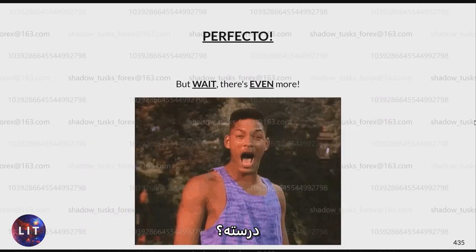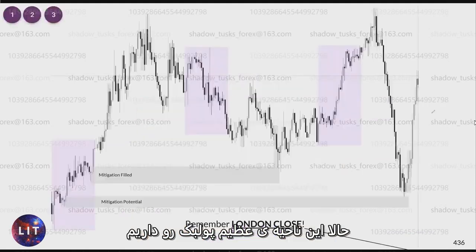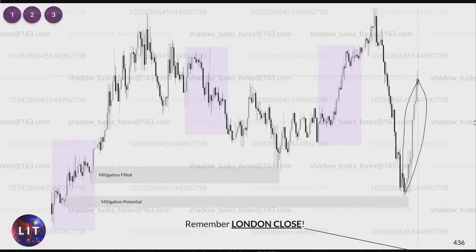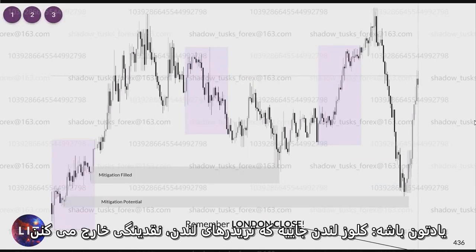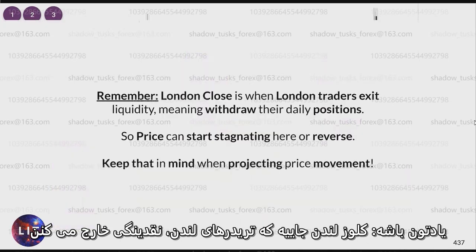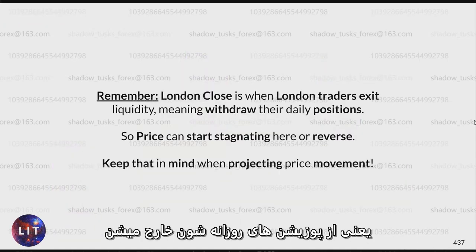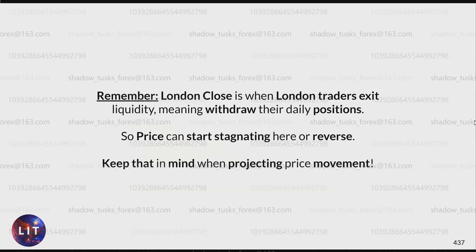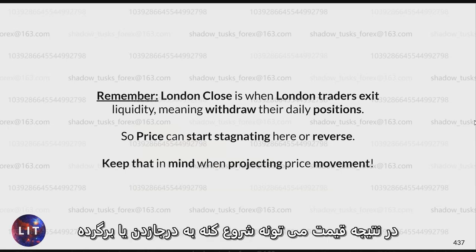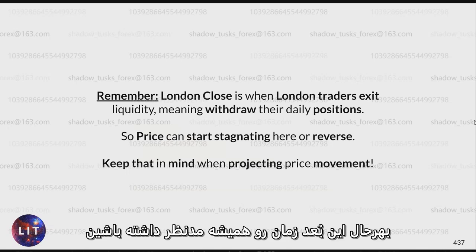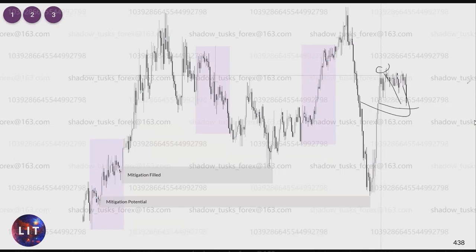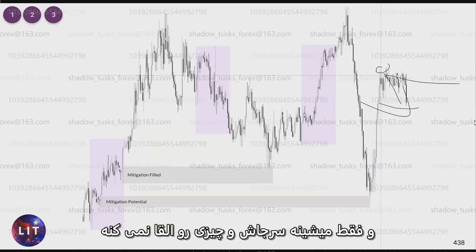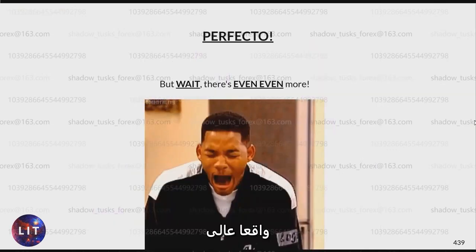Perfecto. Again. Right. But there's even more, of course, right? Again, now we're having this huge pullback area. But again, just by the understanding of the whole thing, remember London close. Again, remember close is when London traders exit, liquidity meaning withdrawing the daily positions. So price can start stagnating here or reverse. Just keep in mind always this timing aspect so that the exit in the market to the minute, and price will stagnate from there, and it's just sitting there and does nothing to end the day. It's literally perfection.